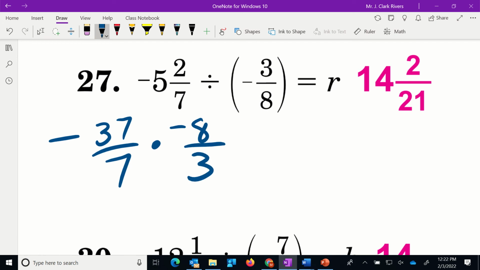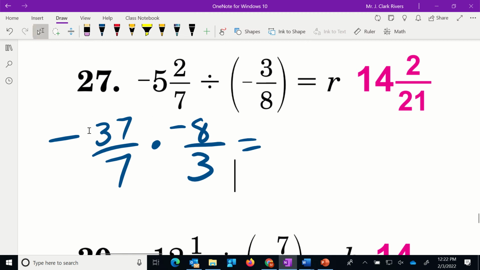So now let's look for common factors. Do we have any common factors in the numerator and the denominator? None. Nope, we don't, right? 3 is prime. 37, we can't divide that by 3. 8, we can't divide it by 3. 7 is prime. We can't divide 8 or 37 by 7. So be careful on this.